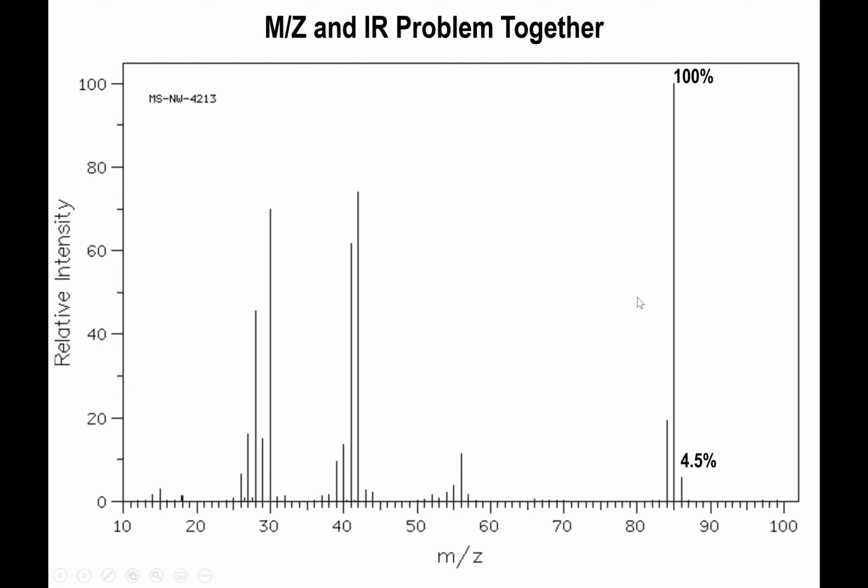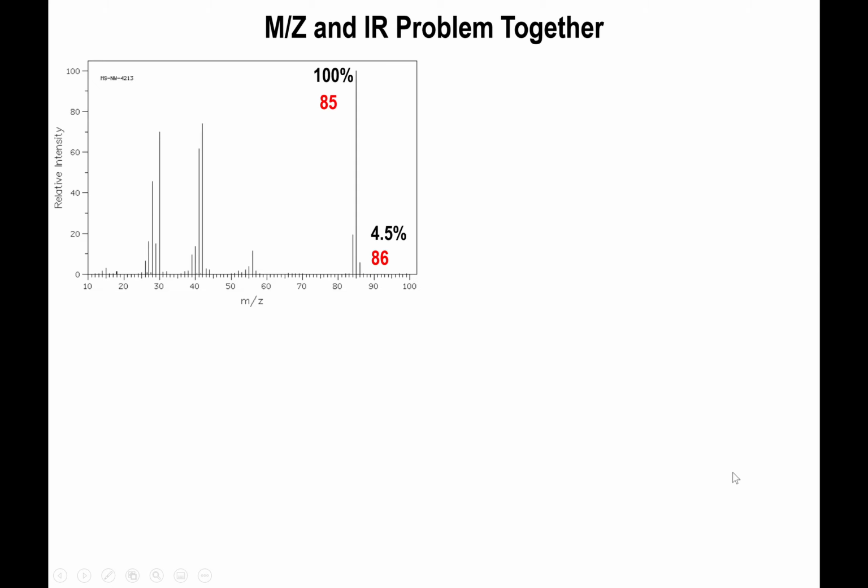Now the peak that's farthest to the right of highest abundance falls at a value of 85 grams, and this is out of 100%. The mass that is 1 unit above it, so at 86, or a mass of 86, that only has a percentage abundance of 4.5%.